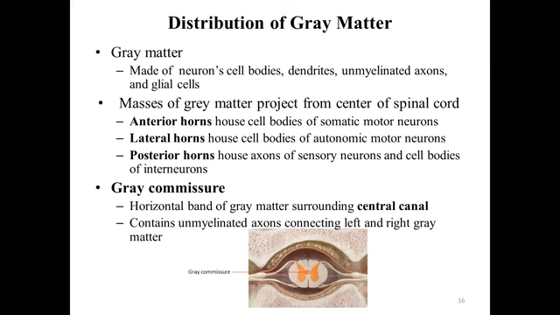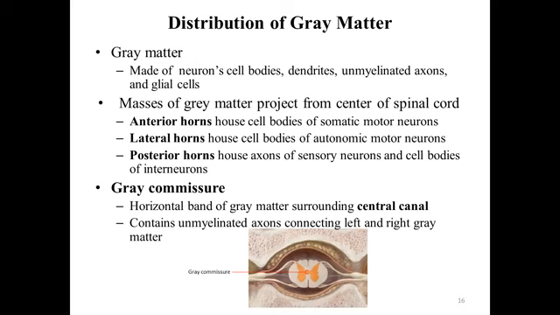The anterior horns house cell bodies of somatic neurons. The lateral horns are composed of cell bodies of the autonomic motor neurons, and the posterior horns are made of axons of sensory neurons and cell bodies of interneurons.